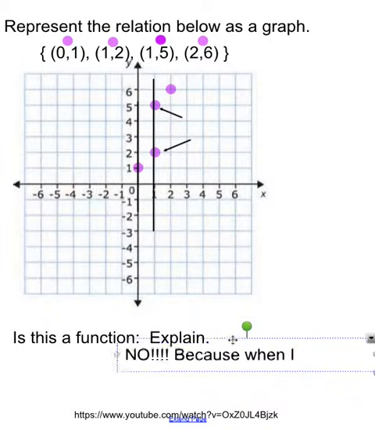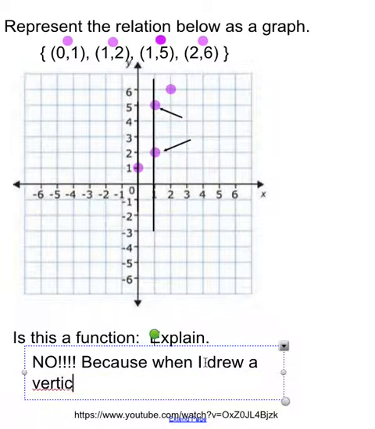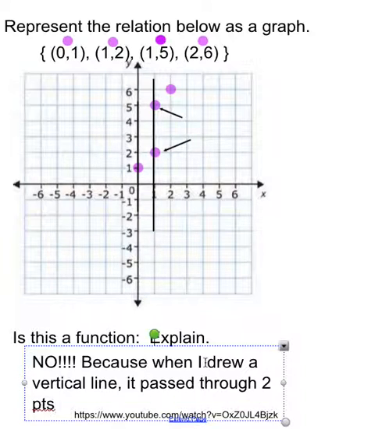Why? Because when I drew a vertical line, I'll move this here. It passed through 2 points. And they're right here. It hit 2 of them. I tried this one, it was fine. I could have tried this one, it would have been fine, but when I tried this one, I would have hit 2 points. So I tried them all, I hit 2 of them, it's not a function.